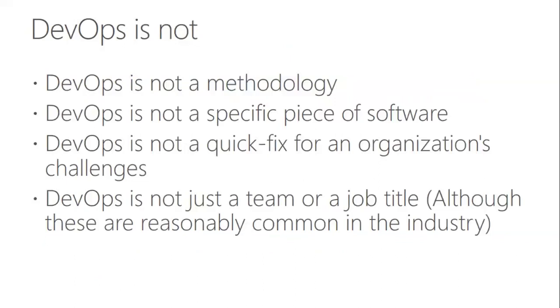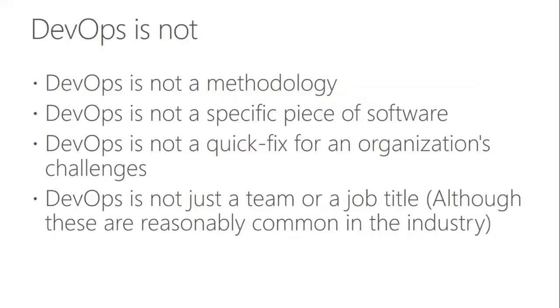Now let us discuss what DevOps is not. DevOps is not a methodology, but Agile is a methodology, guys. DevOps is a process. DevOps is not a specific piece of software. As I told you, it is not a tool. It is not a technology. It is a process.